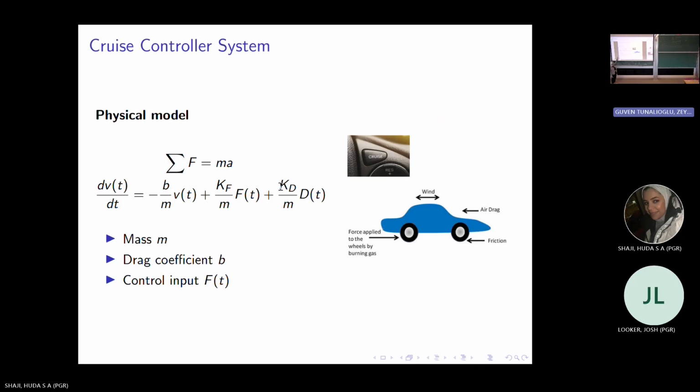From Newton's second law, we write our ordinary differential equation, which says basically that the sum of the forces equals mass times acceleration, and we represent acceleration through the change of velocity over time. So here we have the change of velocity over time, and here we have the sum of forces that we consider in this car cruise controller.